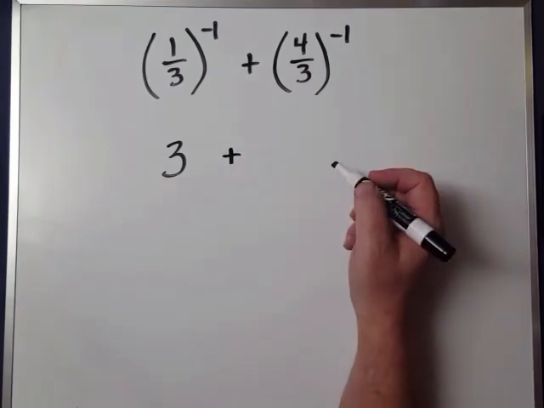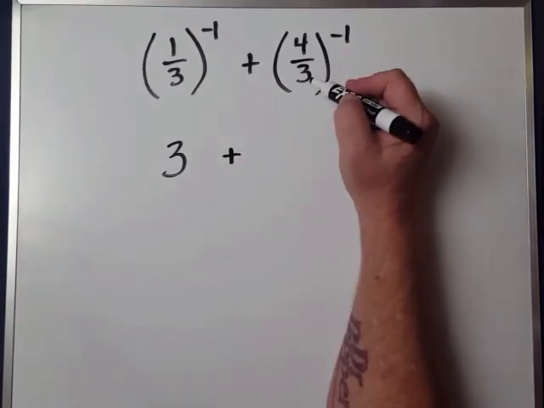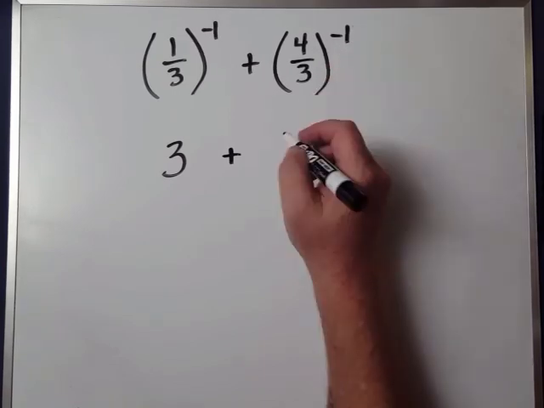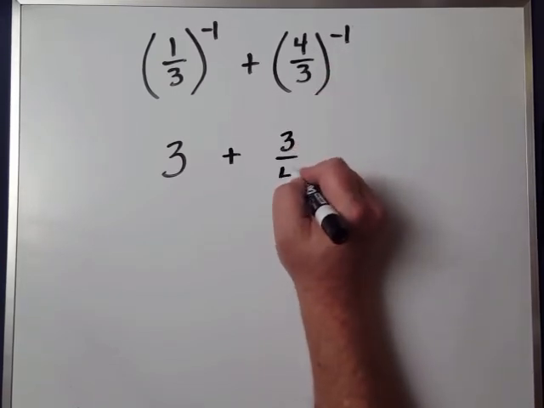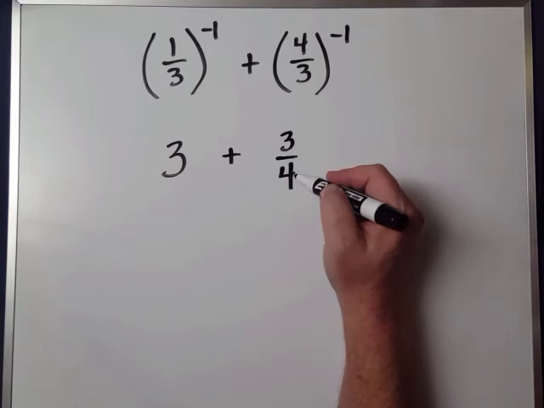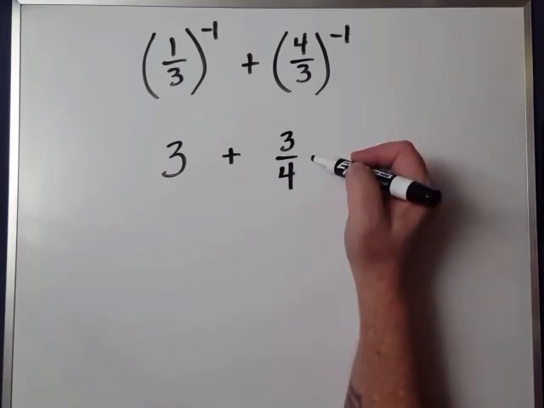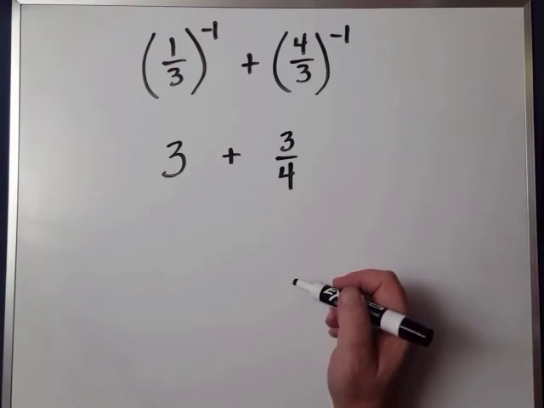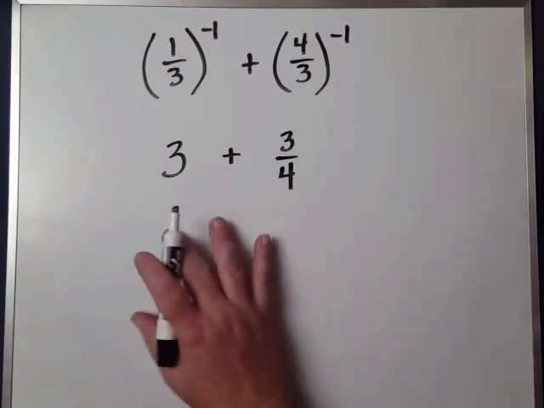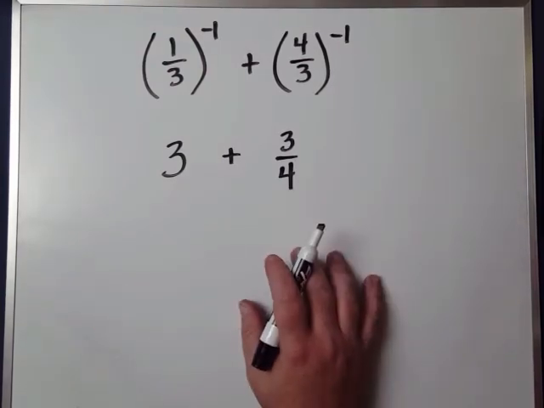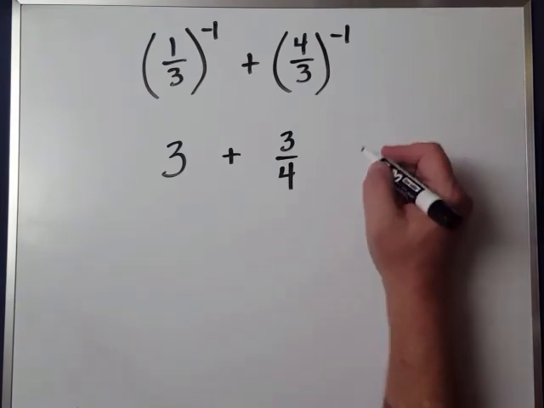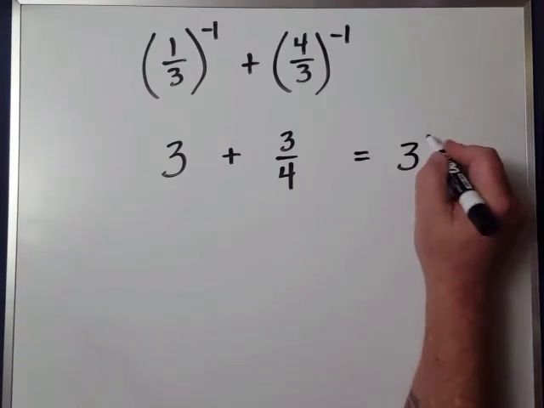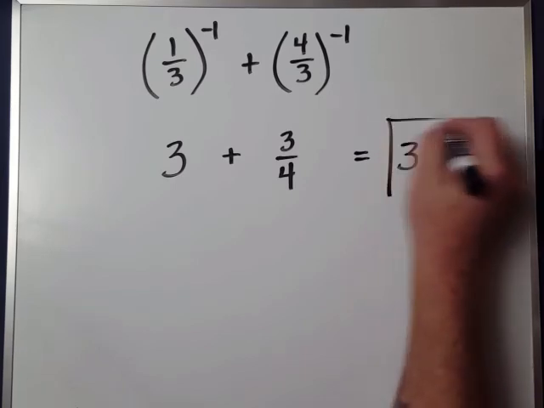And plus, a fraction to a negative is its reciprocal to the positive. 3/4 to the positive first power. 3/4 to the first is just 3/4. Now, honestly, if I were working this problem and it came down to this, I'd be done. I'd write 3 3/4 and put a box around it.